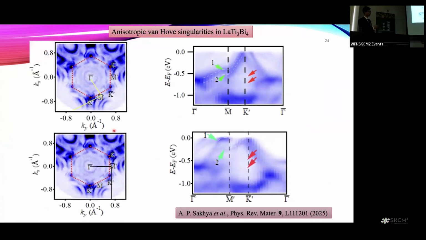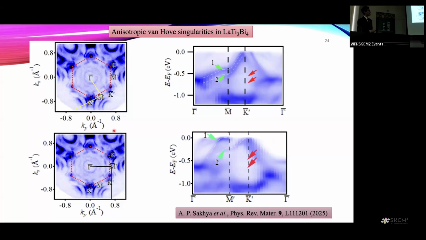And I can come to the reason why it is slightly dispersive. So now we have already pinpointed the directions of high symmetry points. Here we take a cut along gamma m, k prime gamma. We can again take a cut along gamma m prime, k prime gamma. You just rotate the Fermi surface and take different cuts.